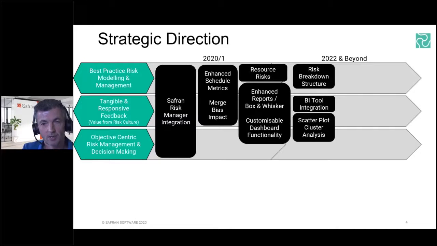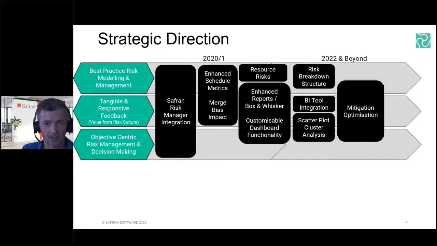Scatterplot cluster analysis. For those of you that don't know, the scatterplot in Safran Risk is primarily used to show you how confident you can be of hitting your combined cost and schedule confidence level. Within the scatter plot, there are often various clusters that form, so we can glean some extra information from those clusters. That's something we're looking at for probably the year after next, to build on that quite substantially. And we see that as being more and more useful as more people start to adopt a fully integrated cost and schedule model.